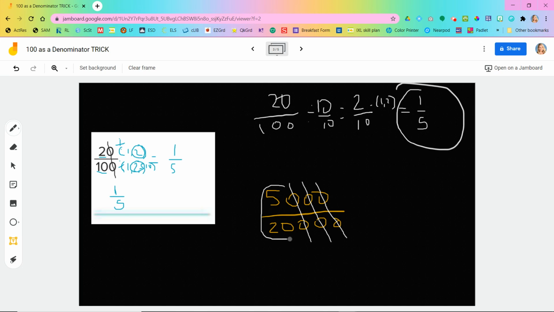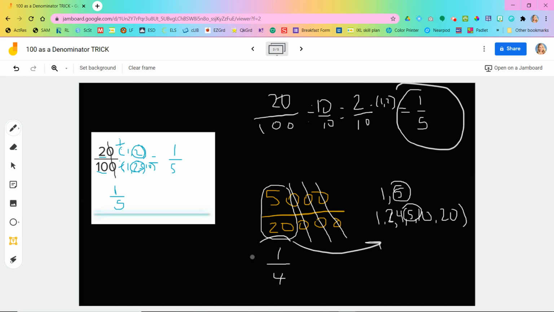So now I'm left with 5/20ths, but what that means is now I've got to find my factors of 5 and my factors of 20. 1, 2, 4, 5, 10, and 20. And then I would divide by 5. 5 divided by 5 is 1. And 20 divided by 5 is 4. So 5,000 20,000ths reduces to 1/4.